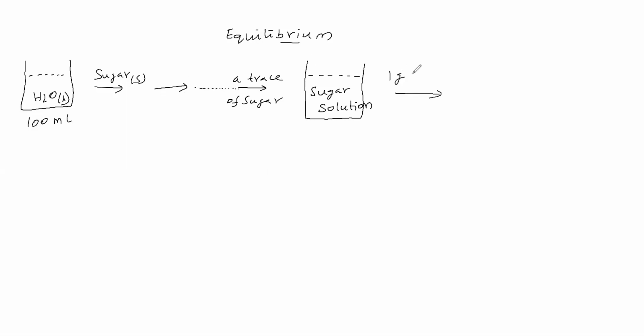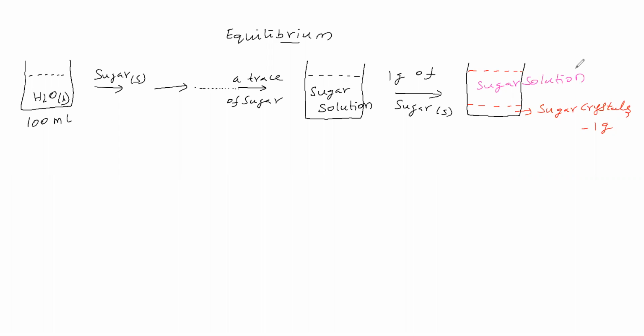Now let us add 1 gram of sugar. We are stirring the contents well, and then we are seeing the resultant. In this place sugar crystals are present. How much? 1 gram is present. Here the sugar solution is present.